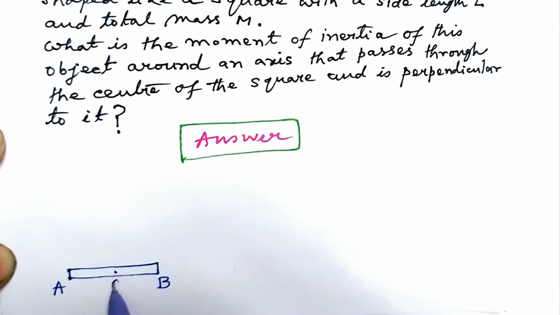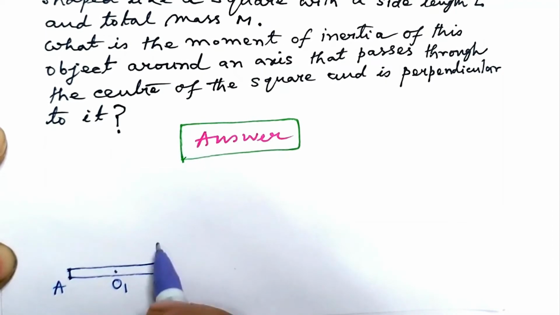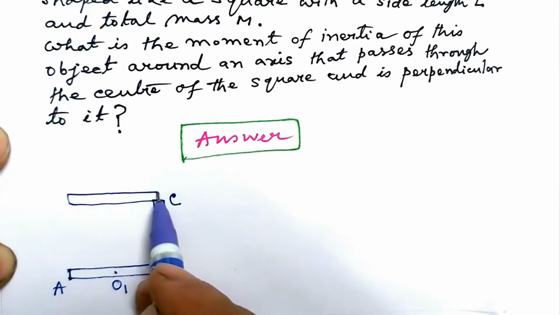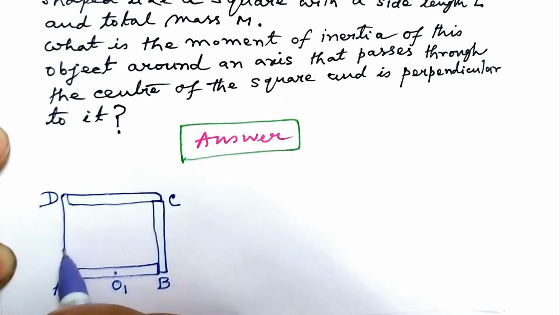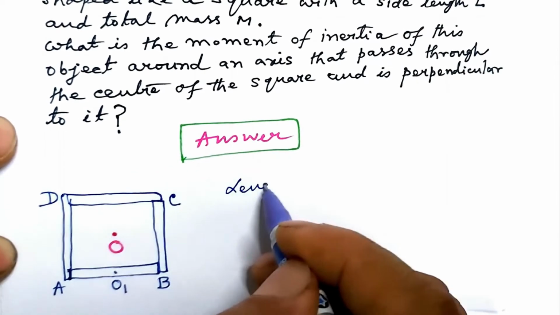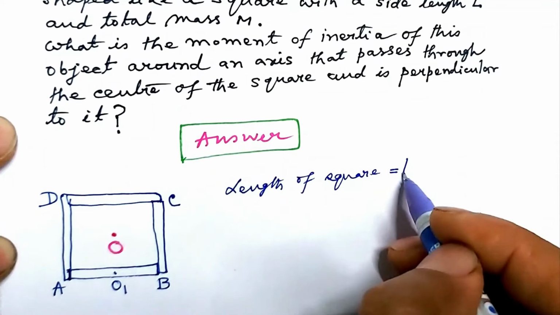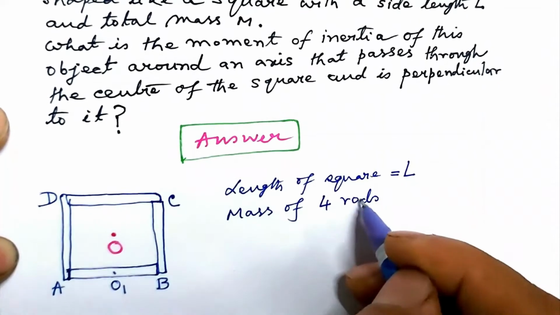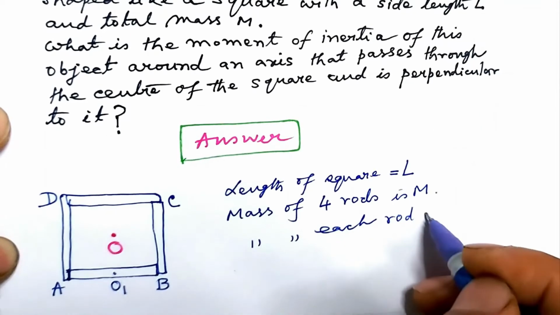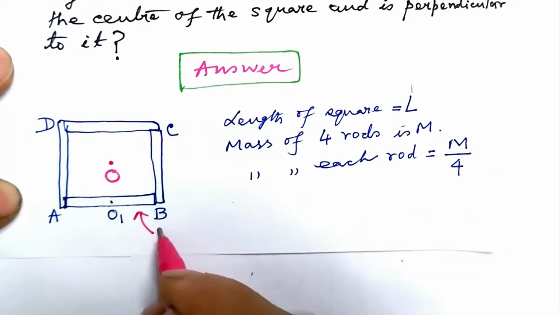with midpoint O1. This is another wire or rod BC, and this is the third one CD. DA is the fourth one that joins at A. A square is built. Midpoint is O. Let the length of the square be L. The mass of the four rods is M. So the mass of each rod or wire will be M by 4.